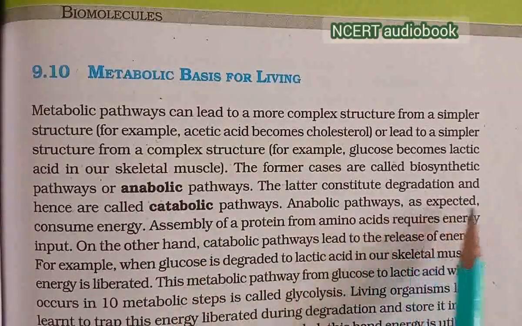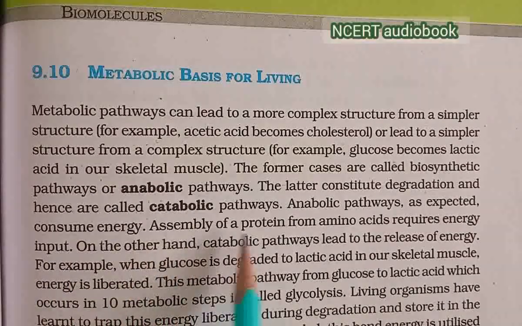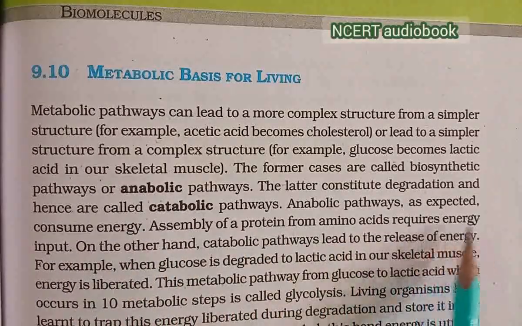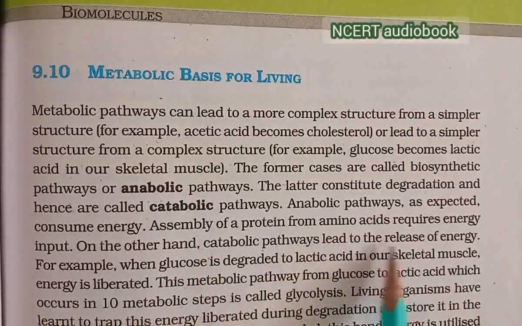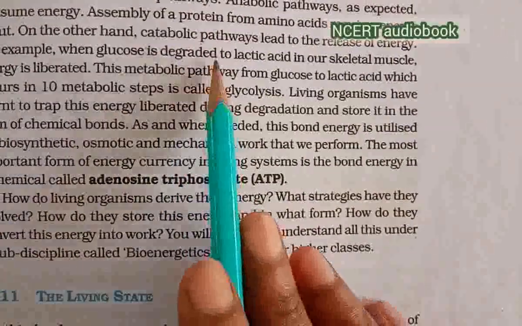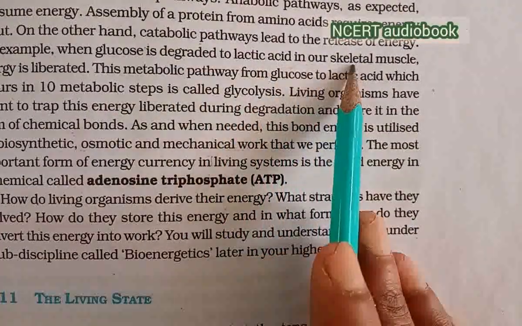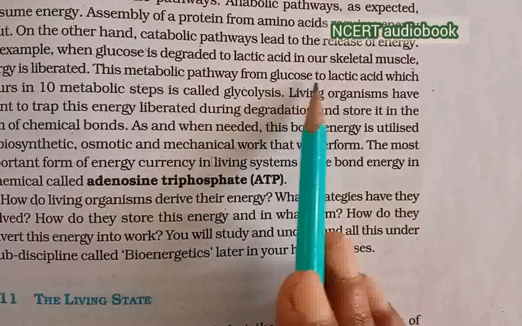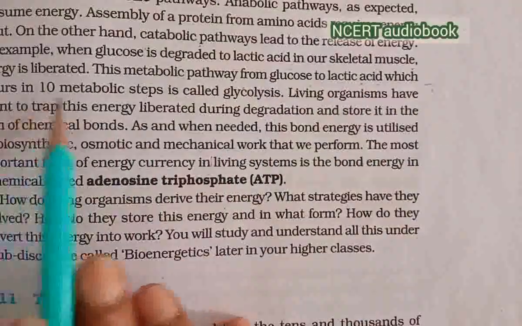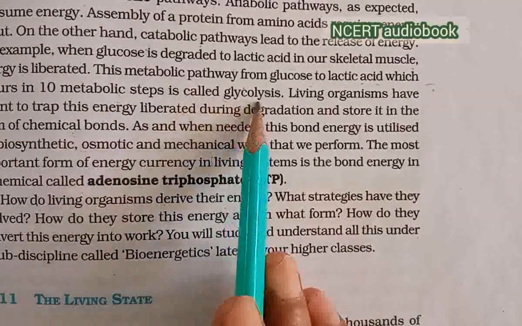Anabolic pathways, as expected, consume energy. Assembly of protein from amino acids requires energy input. On the other hand, catabolic pathways lead to the release of energy. For example, when glucose is degraded to lactic acid in our skeletal muscles, energy is liberated. This metabolic pathway from glucose to lactic acid, which occurs in 10 metabolic steps, is called glycolysis.